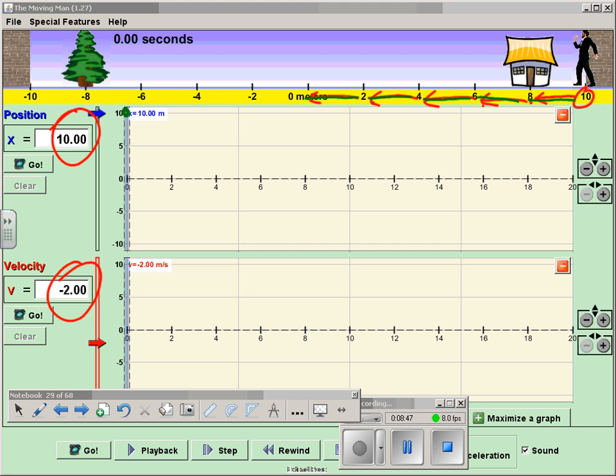So his starting position is 10. After 5 seconds, we're predicting his position should be 0. All right, let's try it and see what happens.